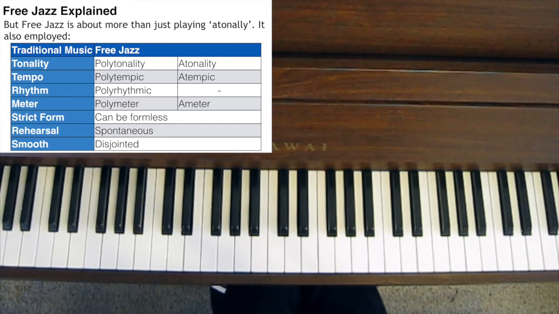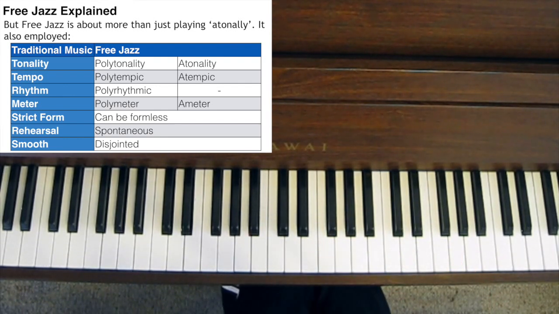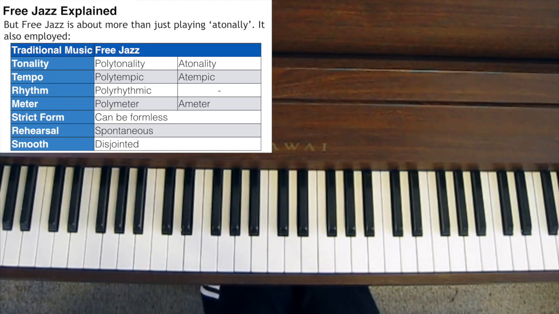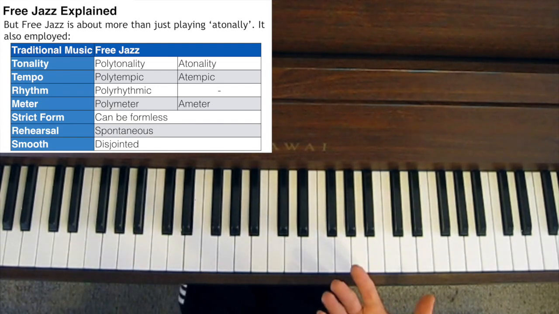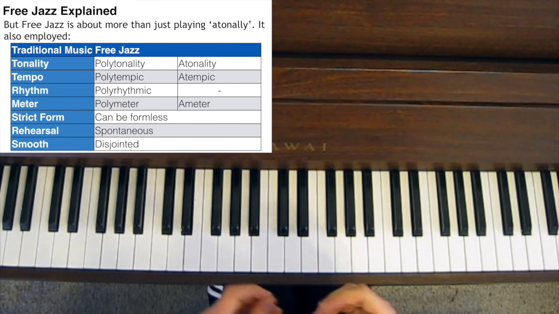So free jazz can be polyrhythmic, that is the use of two or more conflicting rhythms at the same time, like playing triplets over duplets. Traditional songs are also generally written in a single meter or time signature, that is they're either in 3/4 time or 4/4 time. Now a time signature is just a regular accenting of a particular beat.